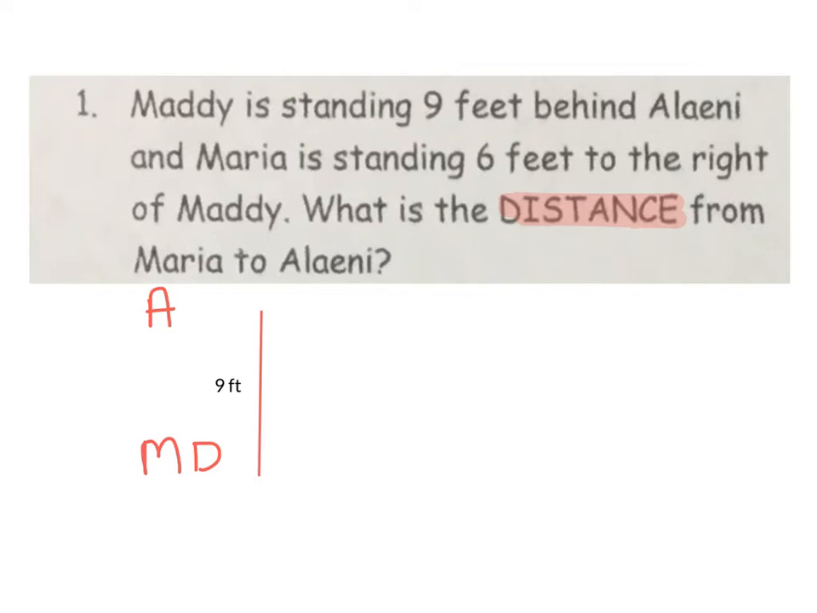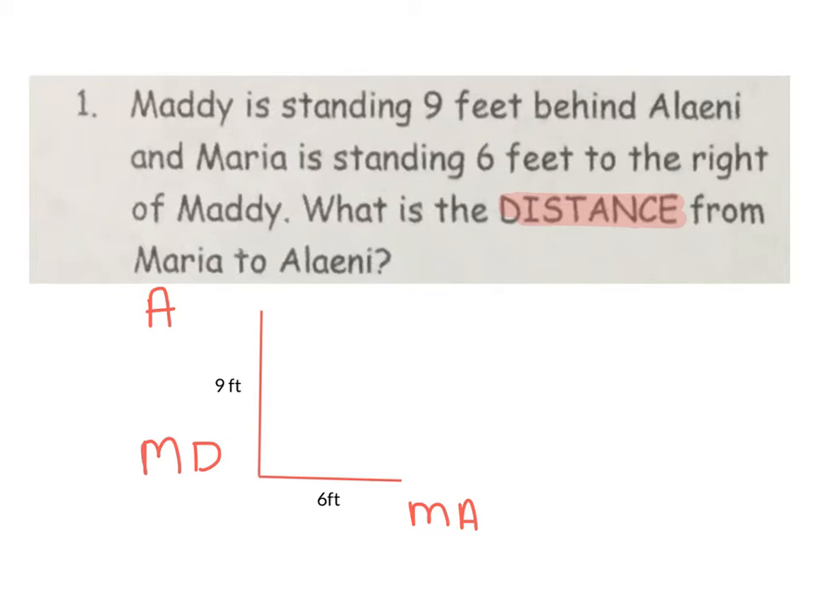We're going to put an MA for Maria there. And let's draw that line of what we've got going on. So from there, we'll say 6, and connect that like so. We'll label that one 6 feet. I think y'all can see what I'm doing here. And it wants to know the distance from Maria to Eleni.